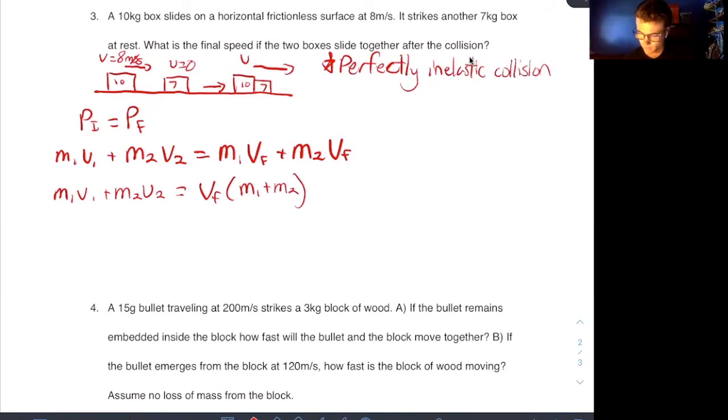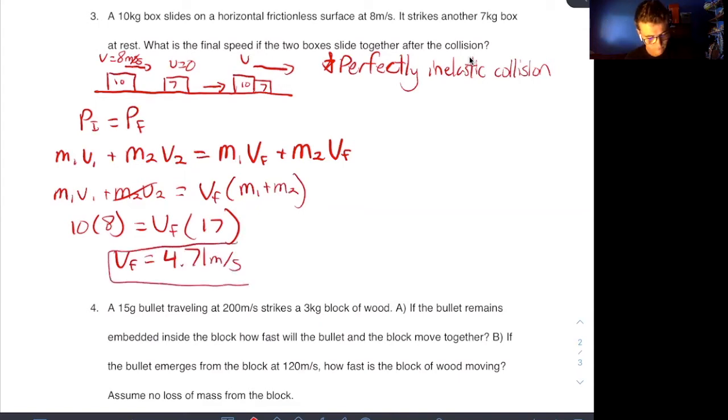So when we solve it, this term is going to be 0 because the velocity is 0 for the second mass, the 7 kilogram. We know the momentum of the first one is a 10 kilogram object going at 8 meters per second. If you add the two masses together, that gives us 17 kilograms. Then our final velocity is going to equal 4.71 meters per second. Cool.